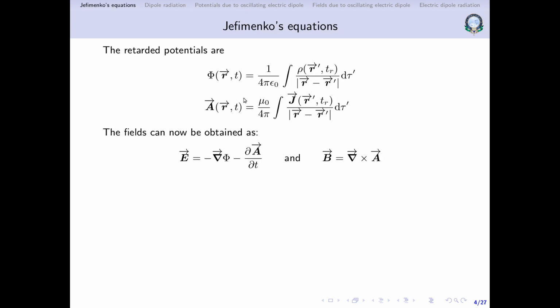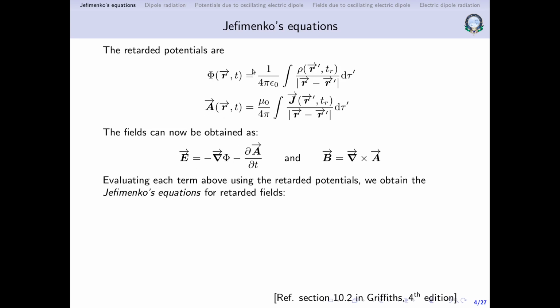The electric field can be found as the negative gradient of phi minus the time rate of change of A, and the magnetic field is simply the curl of A. We can evaluate each of these terms, the gradient of phi and dA/dt from here, and the curl of A also we can find out.